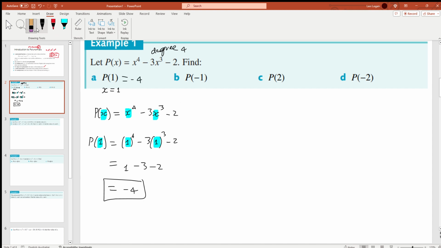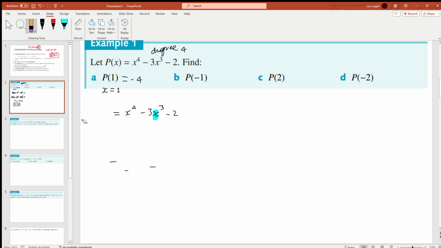So all we've got to do is write p of x again, except we've just got to substitute in x equals negative 1 now. So I'll rub that out, and I'll rewrite that first bit. So p of x is x to the power of 4 minus 3x cubed minus 2. P of negative 1, wherever there's x, substitute negative 1.